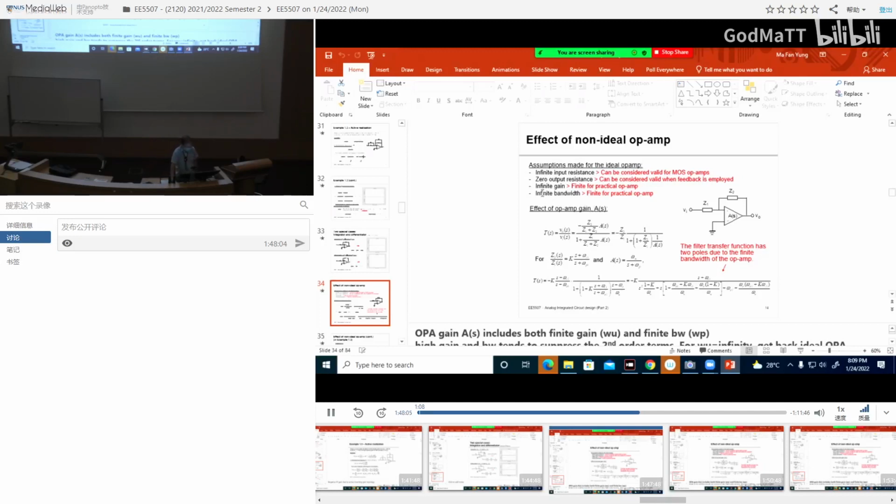Then the other assumption for the ideal op-amp is that the bandwidth of the op-amp, the minus 3 dB bandwidth, is infinite. Any frequency going into the op-amp can go out. That is the ideal op-amp. But for a real op-amp, of course, the bandwidth cannot be infinite. That means the minus 3 dB point, the pole, cannot be infinite. You would have to spend a lot of power to push it up to infinity. So the real op-amp will have a finite bandwidth.